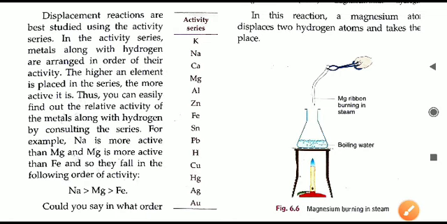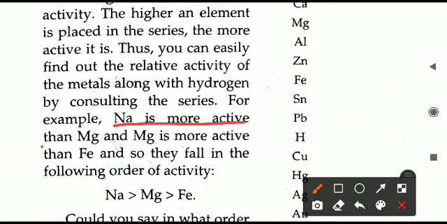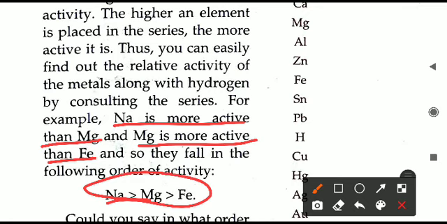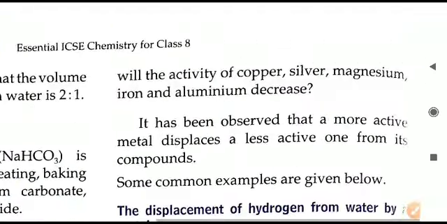So the metal which is more reactive, which is above in this activity series, can easily displace another metal which is below it in the activity series. So we will understand this with an example. Like sodium is more active than magnesium and magnesium is more active than iron. So based on this activity we can say that sodium is more reactive than iron. So if you take any iron object and react it with sodium metal, then with the sodium salt or sodium compound, easily sodium will displace iron from its own position.